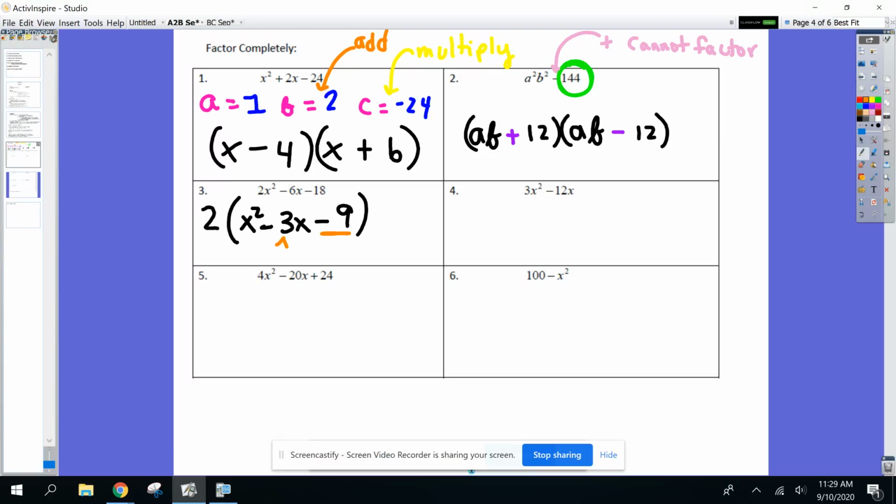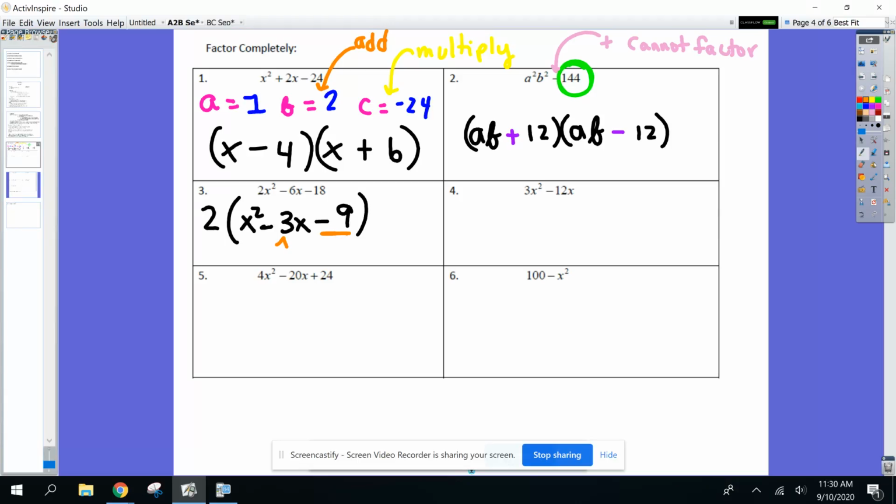Here we go, number 4. Now, those are your 3 methods right there: GCF, add to C, multiply to C, add to B, and difference of 2 perfect squares. Those are the only 3 methods we'll cover today. Now it's up to you to see which one's the best one to use.